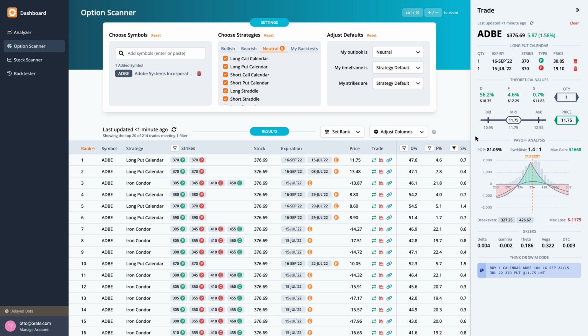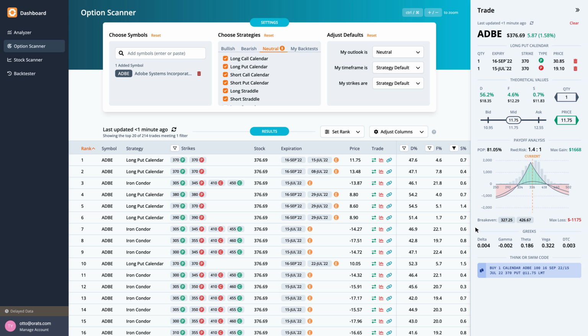The reward to risk divides the max gain by the max loss. Here the 1.4 to 1 is the ratio of the max gain of $1,668 to the max loss of minus $1,175. There are 2 break-evens for this long put calendar at 327.25 and 426.67. The total Greeks and Think or Swim code complete the information on the trade analysis pop-out.